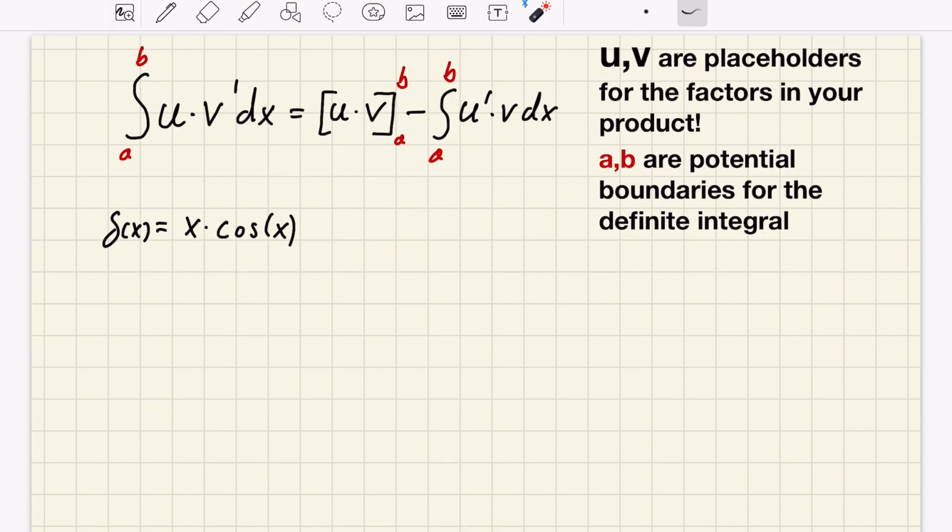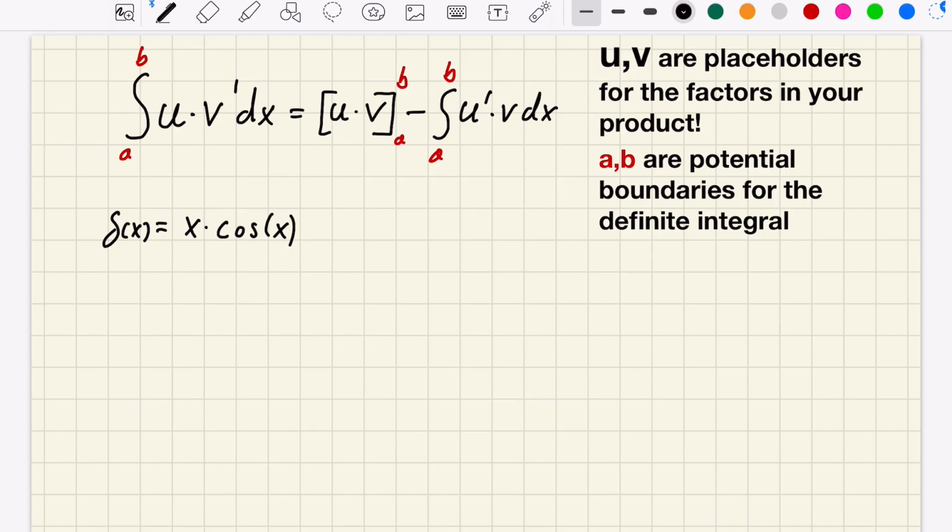U dash is the differential of U. So you want to choose the factor to be U which eventually becomes 1 after differentiation. If you choose it correctly, the remaining integral will just consist of V, which should be easy to handle. You see, U dash and V is your new integral. And if U dash, for example, is 1, you are just left with an integral where V is part of.